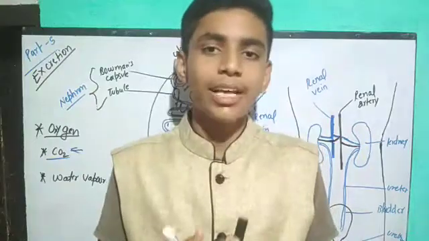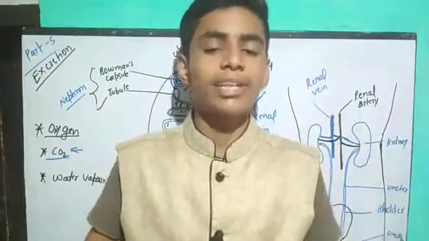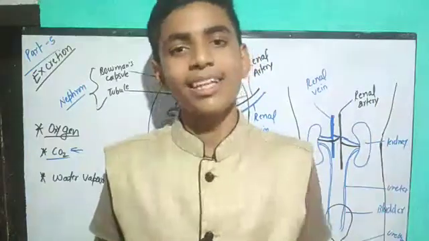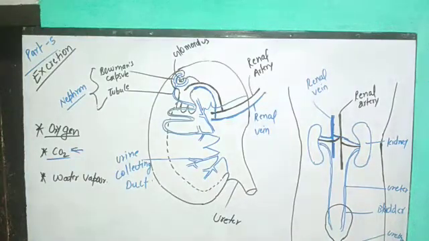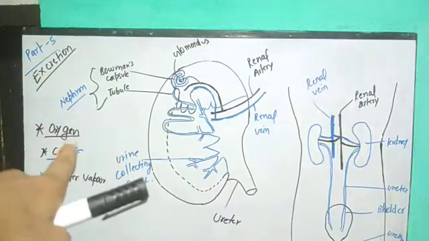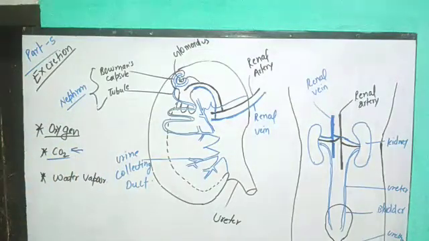But during the night time there is no photosynthesis going on, so carbon dioxide is released as the respiratory waste product. The last thing is water vapor. Water vapor is also produced during respiration, because during respiration they utilize oxygen and they give both carbon dioxide and water vapor.